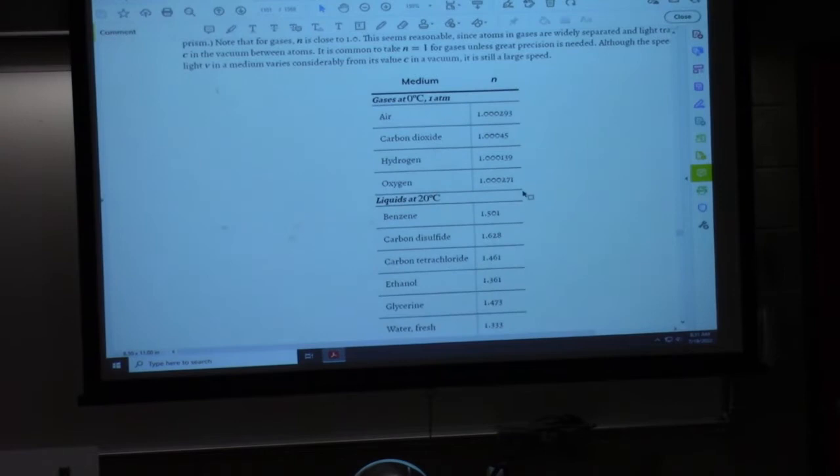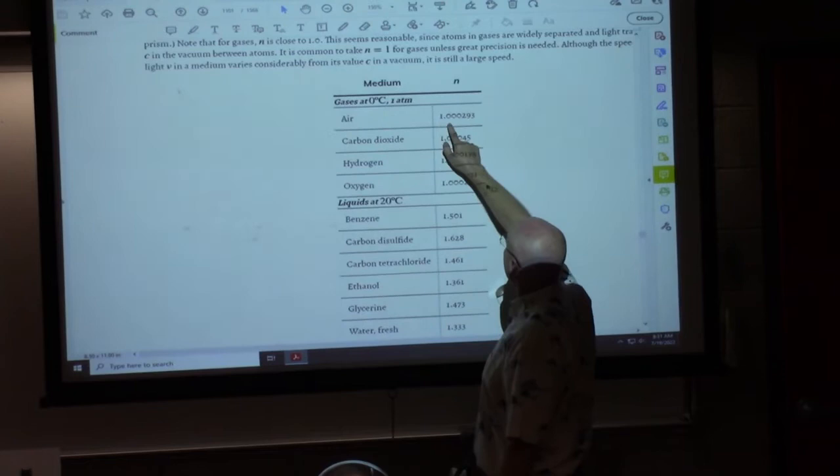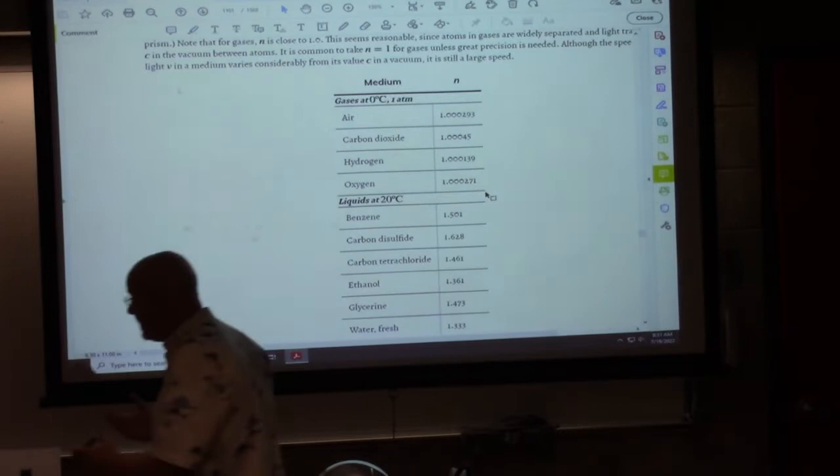He starts with the gases. The gases, as you might imagine, probably have a minimal effect on the light. The gases have molecules spread out. And so you can see that this factor for air is 1.000291. Or let me make it very clear: for a vacuum, n would be exactly 1, right? Now, this is what you would get. So in a vacuum, you put in a 1 here.